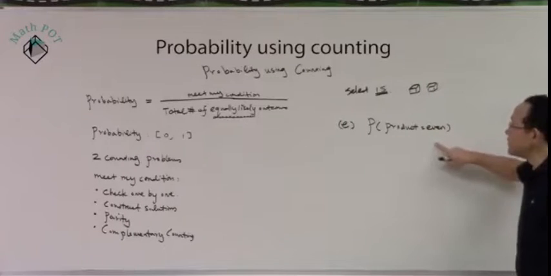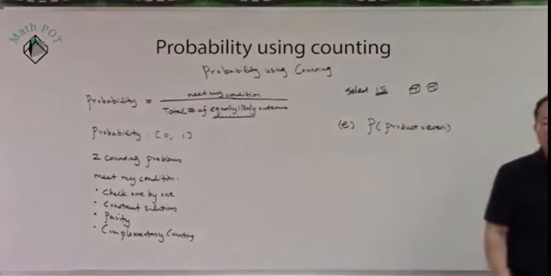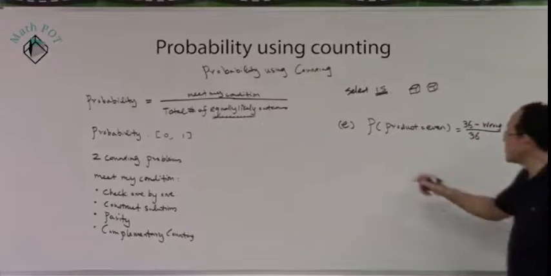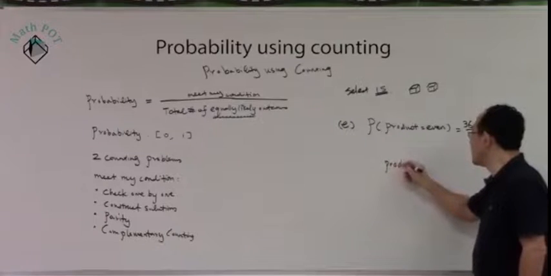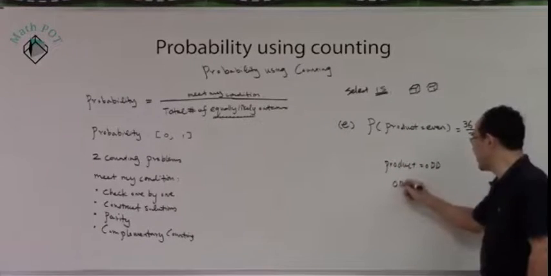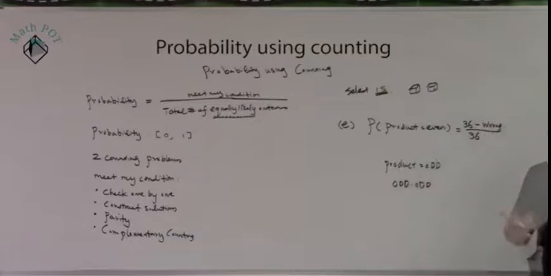I'm going to solve this problem by parity and then complementary counting. We know the total outcome is nothing but 36. Of course, the total outcome is 36 minus the wrong answer. The wrong answer is, of course, a product that equals odd. So how do we get a product that equals odd? It's very clear.